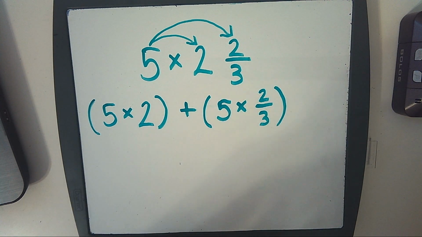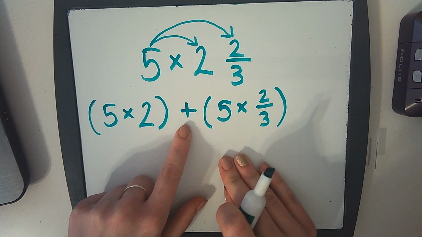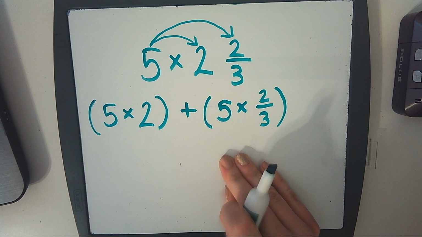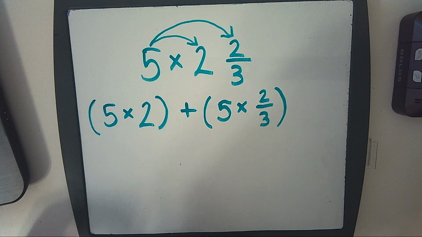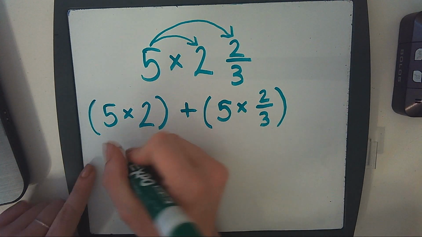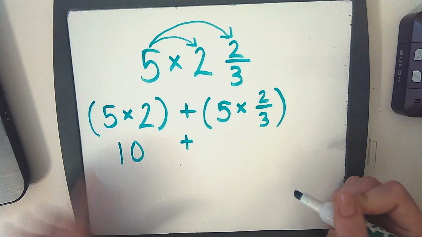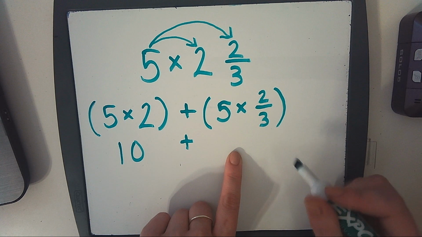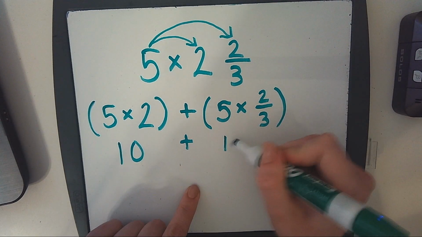And we're keeping the parentheses. The parentheses are here to separate from the plus sign. In the order of operations, which tells us that operations need to be done in a certain order, multiplication comes before addition. So first we would multiply 5 times 2 to give us 10, plus 5 times 2/3, whole number times numerator gives us 10/3.